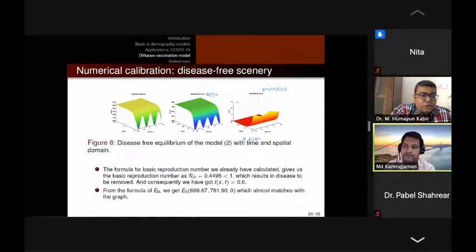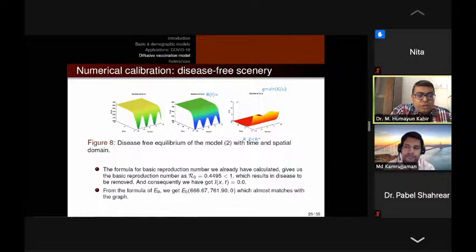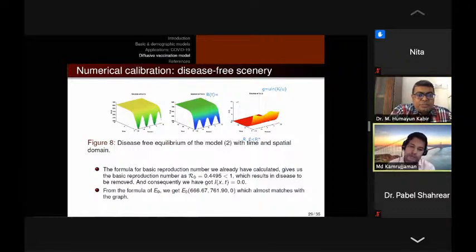Okay, so the last question. Did you estimate R0 using real data for the SIV model? No, not yet. Honestly, I have no available data, but I am waiting for COVID-19 vaccination data.